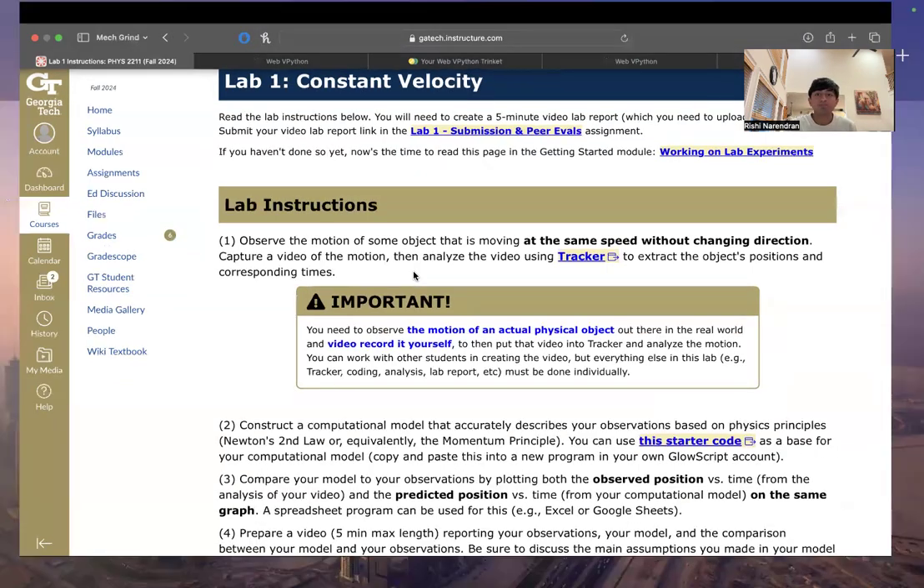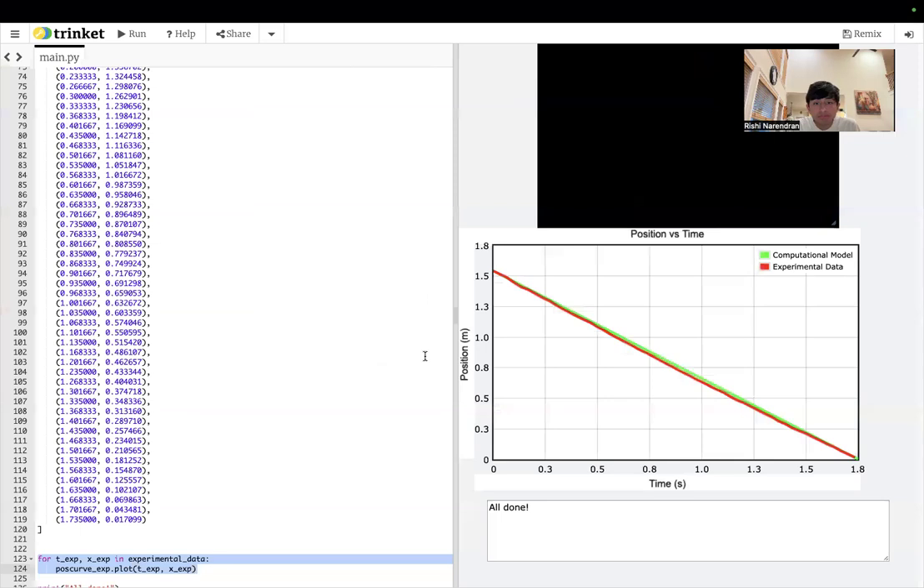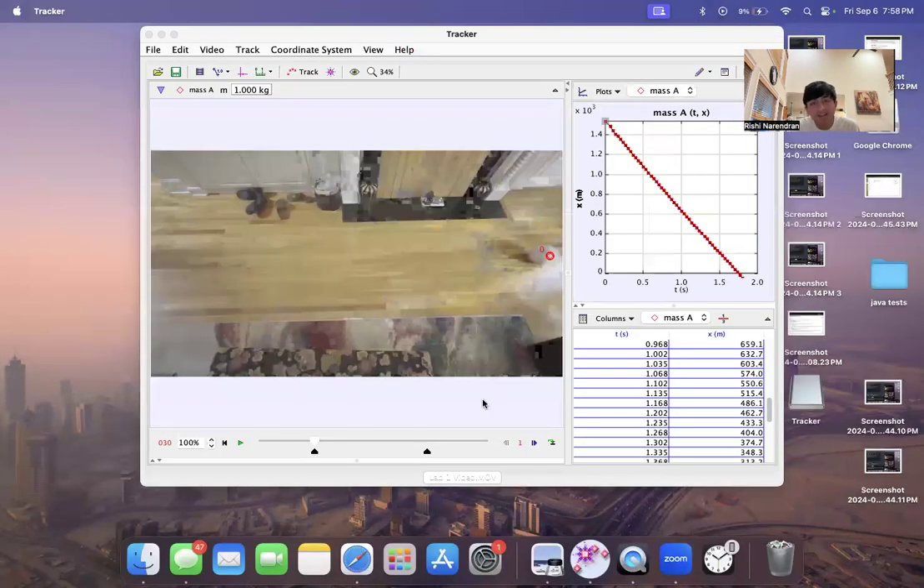Here's that video now. So there's that video, sorry that it's sideways. And then next I took this video and implemented it into Tracker. So this is that.